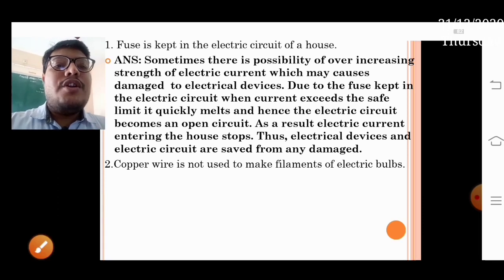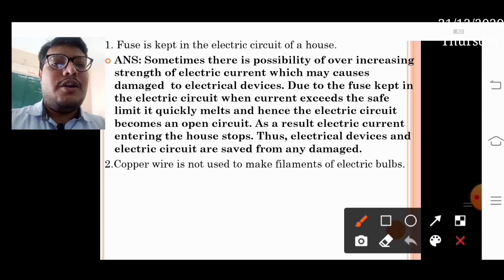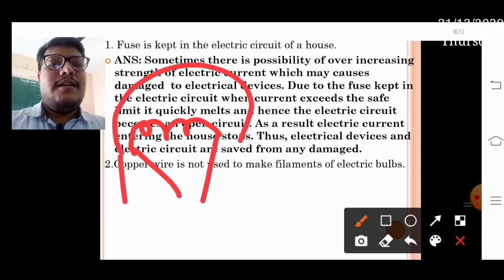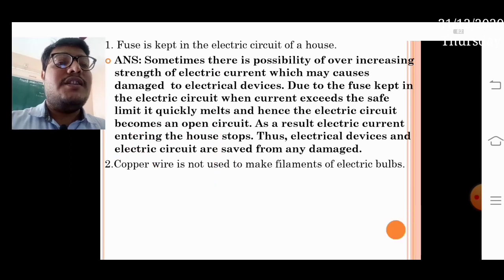Copper wire is not used to make filaments of electric bulbs. Now you have seen a bulb, right? There is a filament inside. You have seen how the filament looks. This is the filament of a bulb. It looks like this. In this, copper wire is not used. So what is the reason behind that?